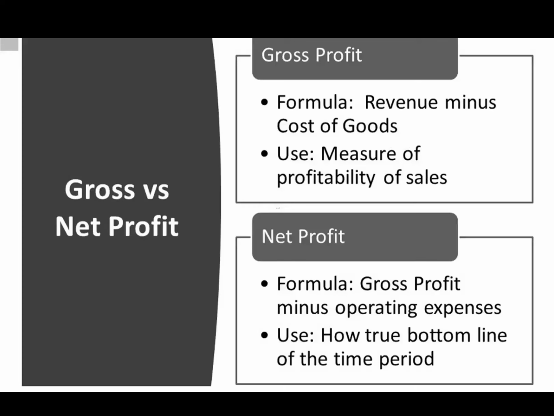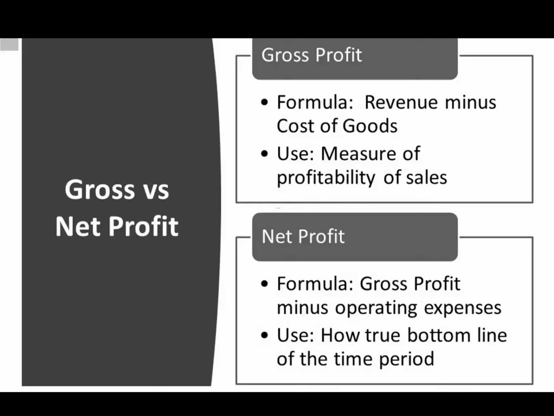All this leads to one of the key aspects of understanding the profit and loss statement, which is talking about gross versus net profit. Gross profit is a formula that is as simple as taking revenue and subtracting out cost of goods. What did we sell it for minus what did we pay for it?